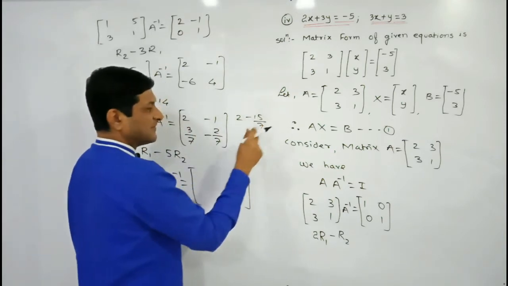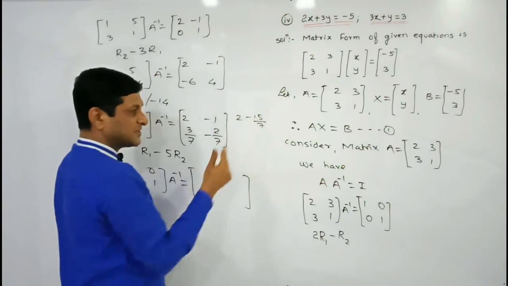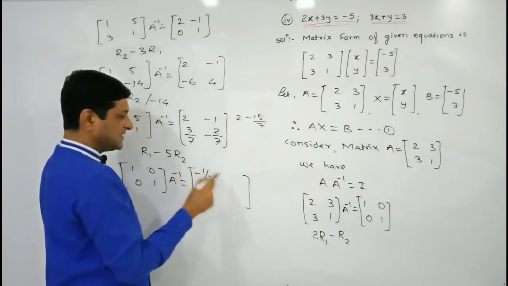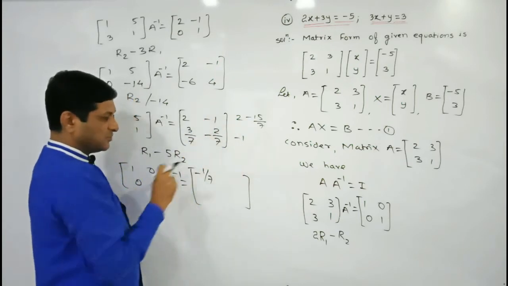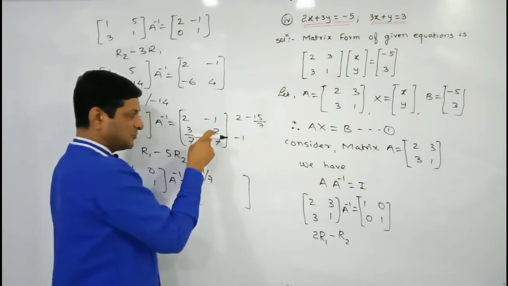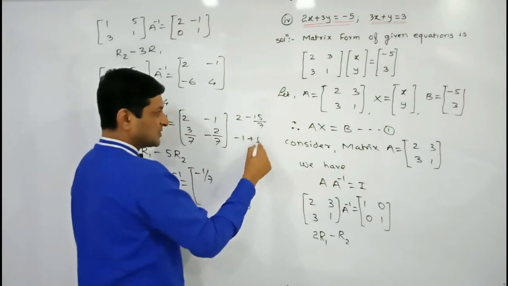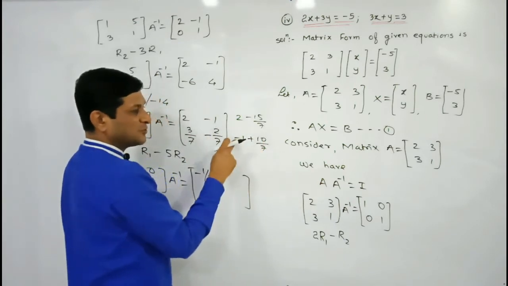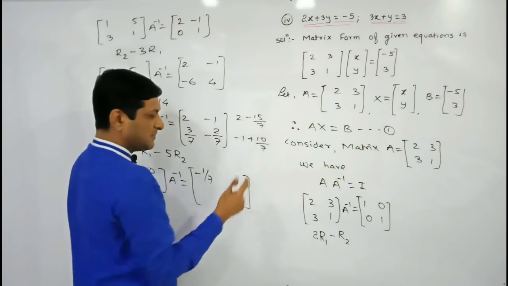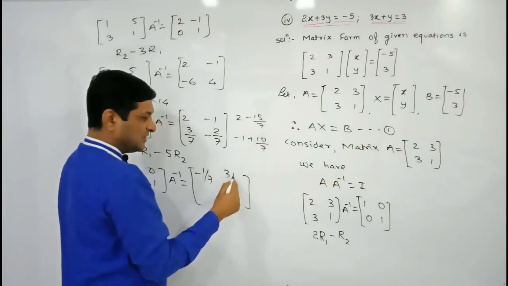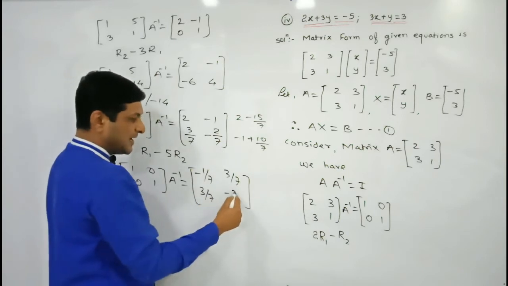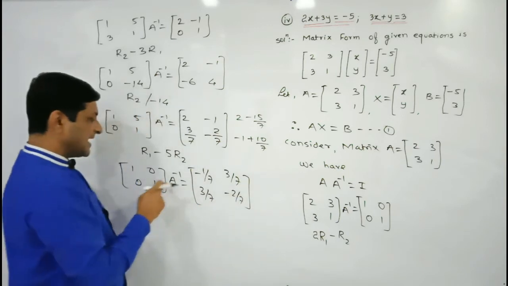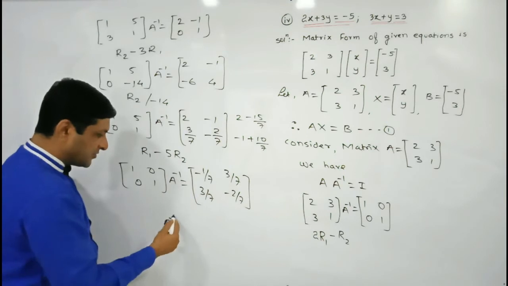And upon 7, 7 twos are 14, 14 minus 15 is minus 1 by 7. Here R1 is minus 1 and we are multiplying R2 by minus 5. Minus 5 into minus 2 is plus 10 by 7. 7 into minus 1 is minus 7. Minus 7 plus 10 will be 3 by 7. And here keep the element of second row as it is. Now on this side, identity into A inverse will be equal to A inverse.